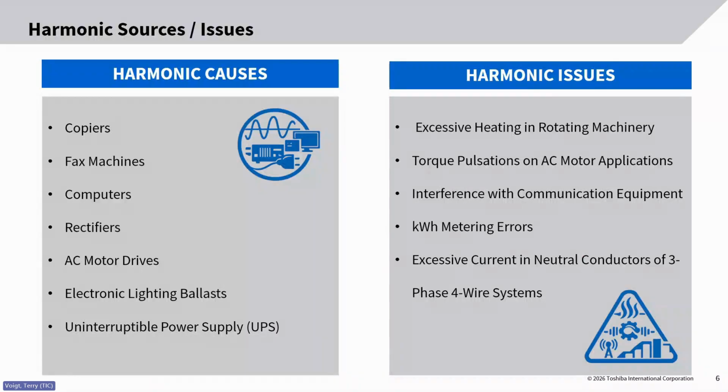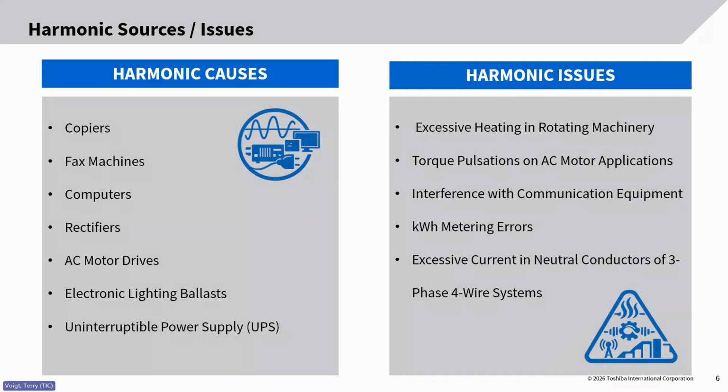So what are some sources? What creates harmonics? Ultimately, it's anything that converts AC to DC. Like copiers, they can convert AC power to DC power. Fax machines, computers. We'll talk a lot about AC motor drives. They're a big influence of harmonics in industrial power systems, but also lighting systems, like LED lighting, and also fluorescent lighting, and then UPSs as well.